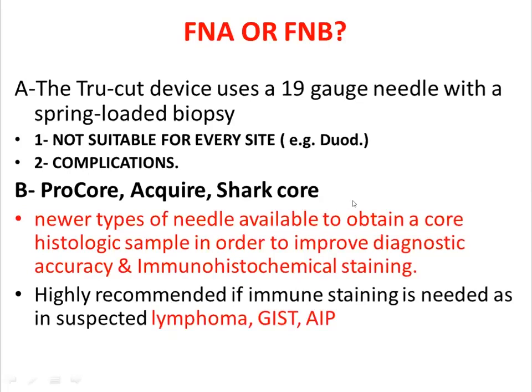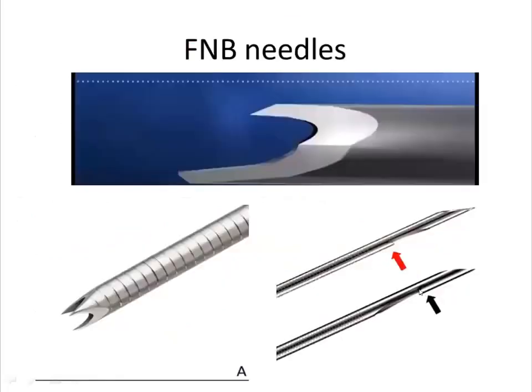This is the types of FNB needles. This is a ProCore, 2 types. Here the bevel is near the distal end, and here the bevel is away from the distal end. The sizes are 22, 25, 19 in all needles, but here another needle is 20, which is the reverse bevel needle, which I think is very good. When I decide to do FNB, I use the 20G ProCore needle.